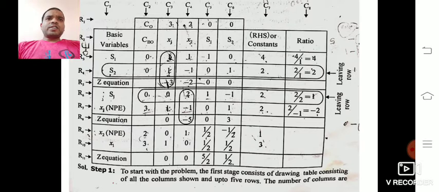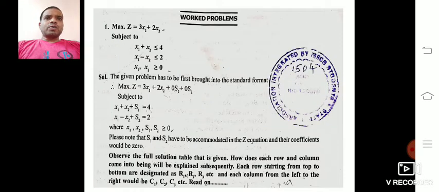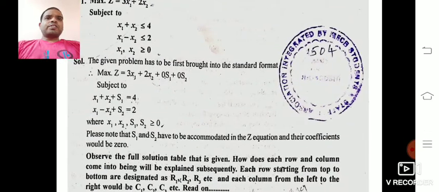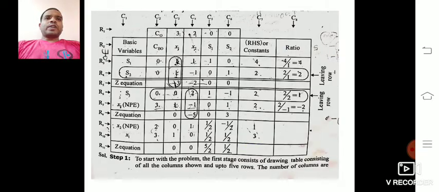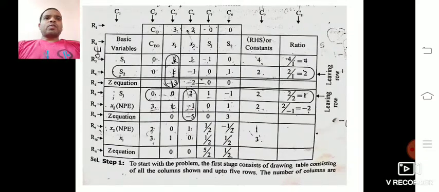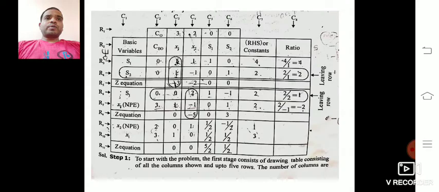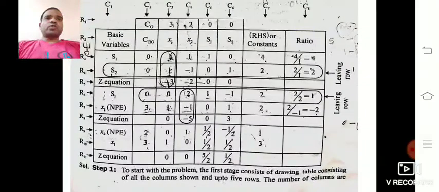Now coming to the constraints, that is the R3 row. The constraint x1 plus x2 plus s1 equals 4 is there. For the objective function, you can take s1 for R3, with coefficient 0. The objective function is the maximization z equation, and for that s1 is 0, so you take 0 for s1 in R3.